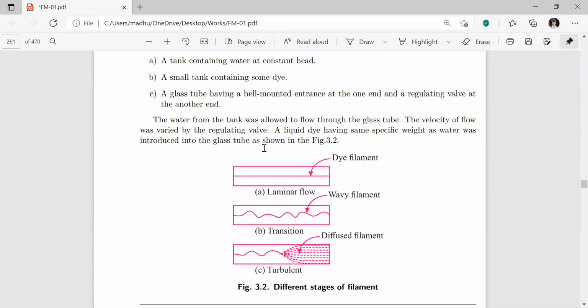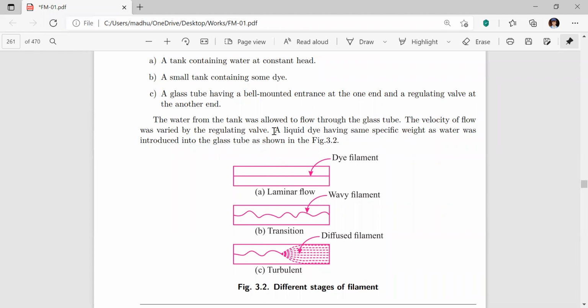Now, the water from the tank is allowed to flow through the glass tube, and the velocity is varied by regulating the valve. By opening the bottom valve at different levels, the velocity can be varied, and the liquid dye which passes through the pipe will have different patterns as shown in the figure.